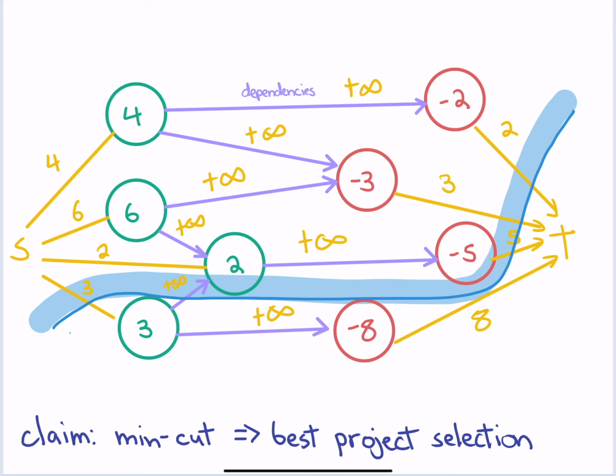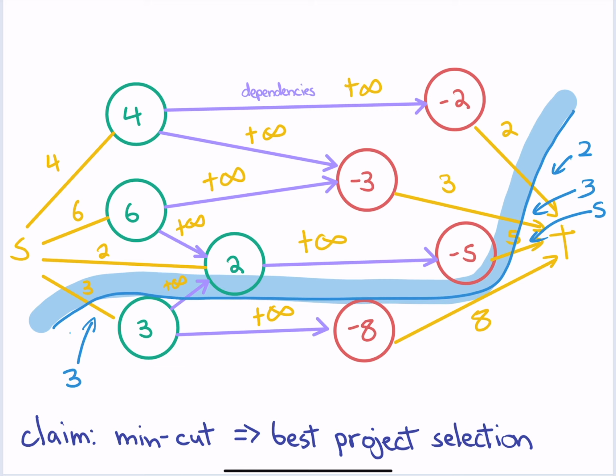The value is, we have 1, 3 here, right? Plus a 2 here, and a 3 here, and a 5 here. What I want to do is imagine the source side of the cut as the projects I take. So in that example, we're taking 4, 6, 2, -2, -3, -5, which was the suggested solution from before.